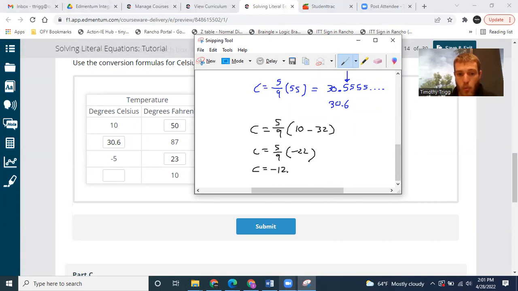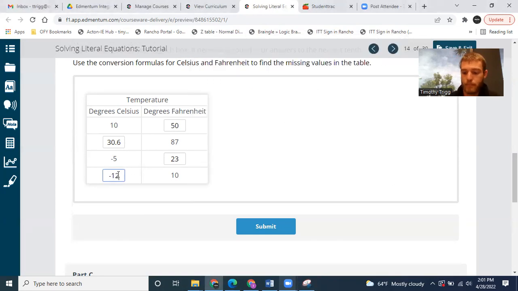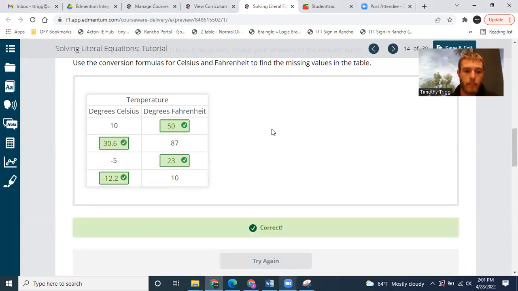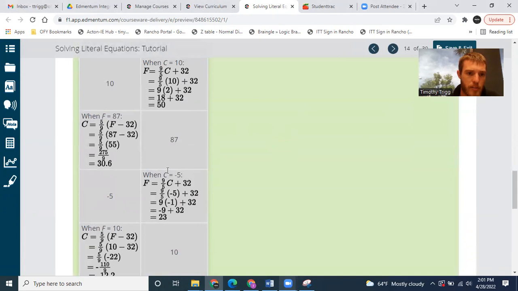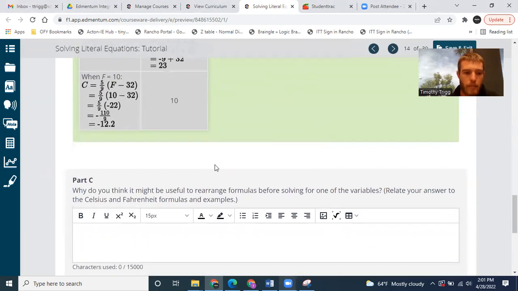negative 12 point, and you'll see 2's repeating. 2, 2, 2, dot, dot, dot. Okay, so to the nearest tenth, that's this decimal place. In this case, it stays the same. It does not round up because the one behind it is also a 2. And if this is less than 5, it does not round that up. So negative 12.2 is what we would put. Perfect. You can see all the work here once again, but let's go ahead and move on.